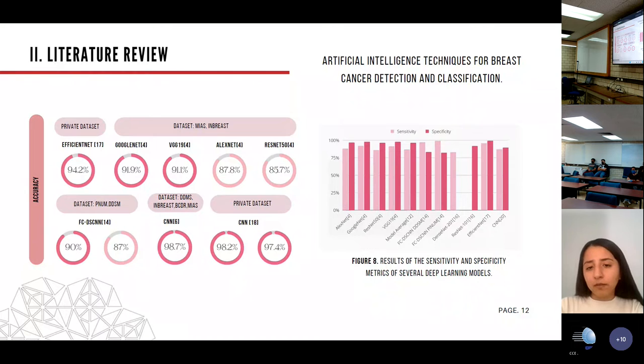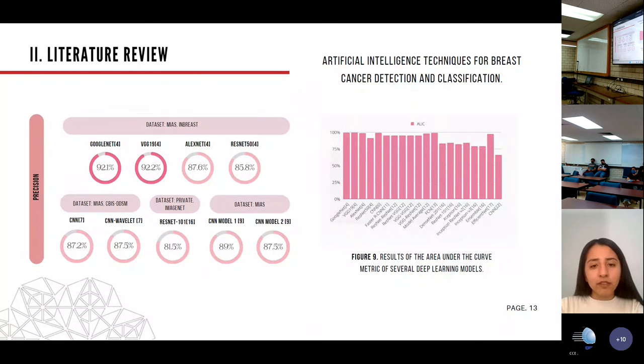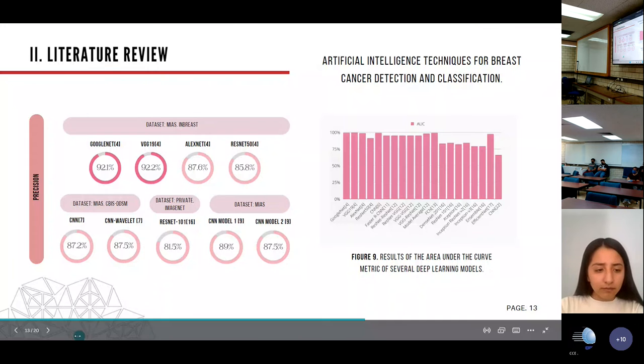The results obtained by means of the sensitivity and specificity metrics are shown in figure 8, where in most of the models a higher value is obtained in specificity, while only article 14 was the opposite case. Of the models in which the precision metric is used, only two of them obtain results greater than 19%. On the other hand, figure 9 shows the results of the area under the curve, where most of the models provide results higher than 75%, and only article 22 was the opposite case.